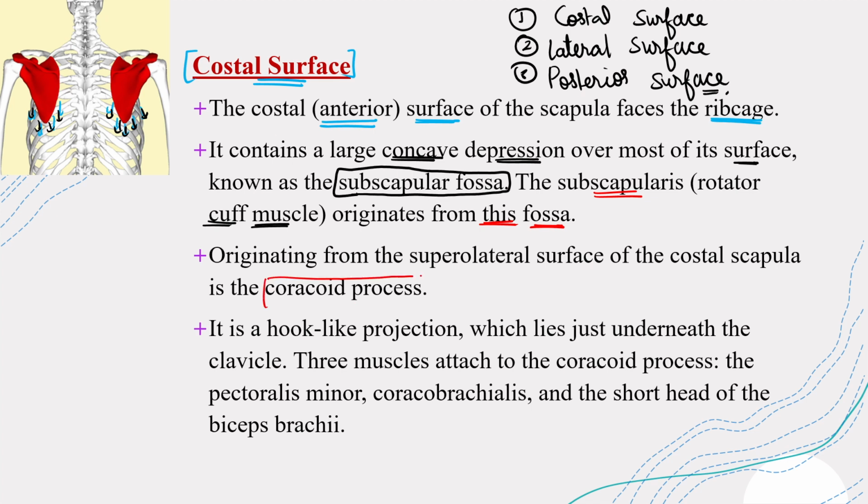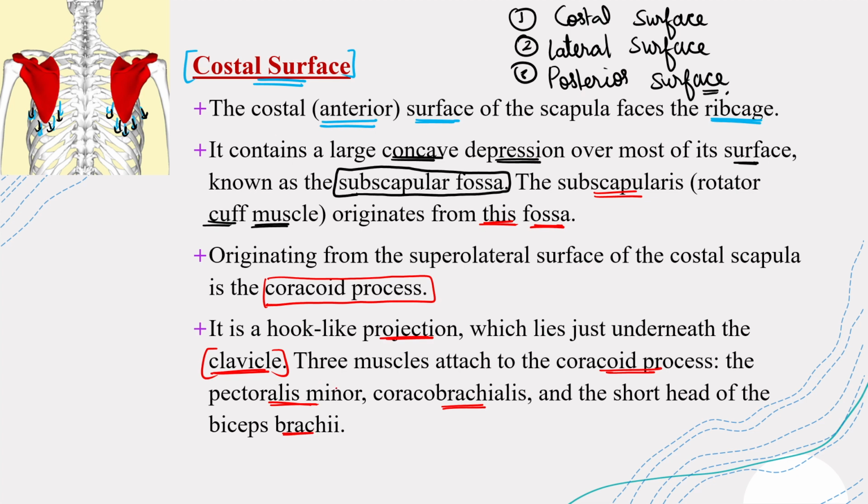Originating from the superolateral surface of the costal scapula is the coracoid process. The coracoid process is again a place where different muscles attach to the scapula. It is a hook-like projection which lies underneath the clavicle, and three muscles have attachments here in the coracoid process.